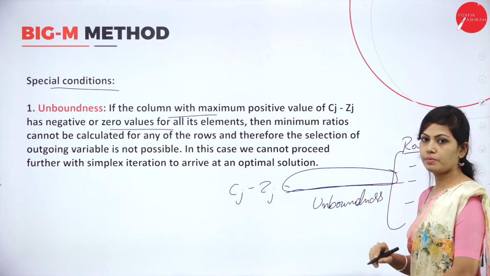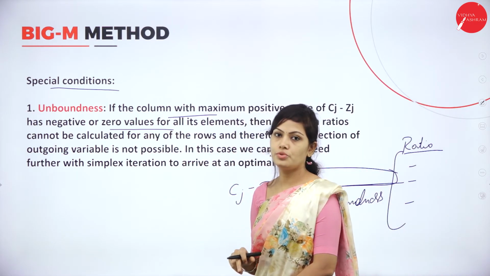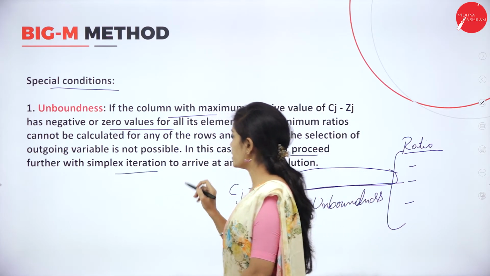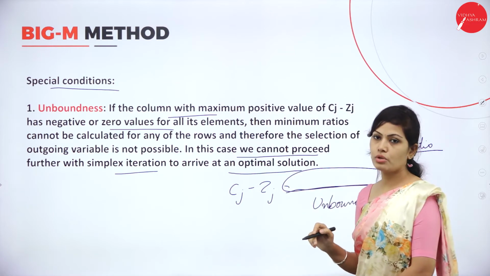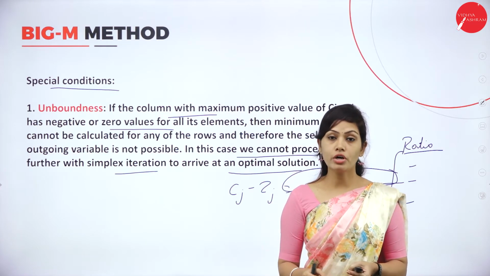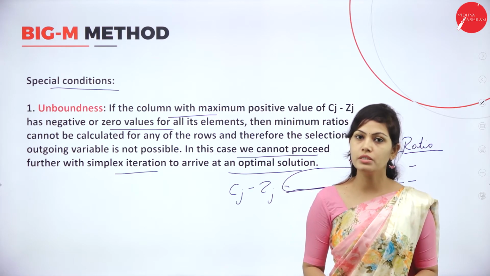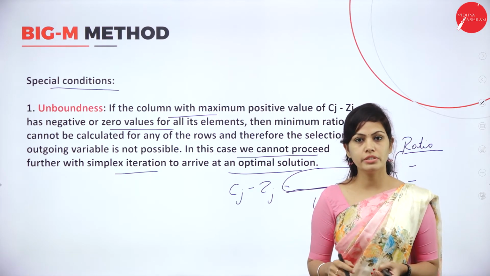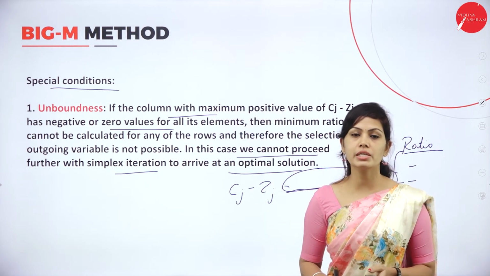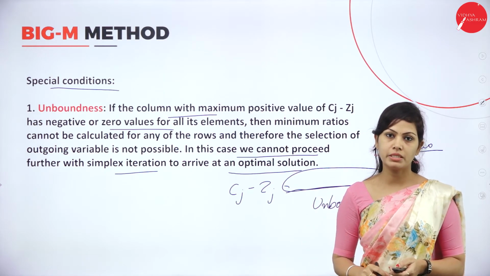Unboundedness solution. If you get the ratio value as negative, it means an unbounded solution. In this case, we cannot proceed further with simplex iteration to arrive at an optimal solution. If your ratio value is negative, we cannot move further because there is no selection of key row. So we have to stop the iteration table there. This condition is known as unboundedness. It is a special condition in the simplex method, the big M method, and the two-phase method also.